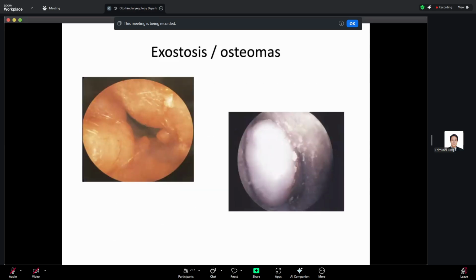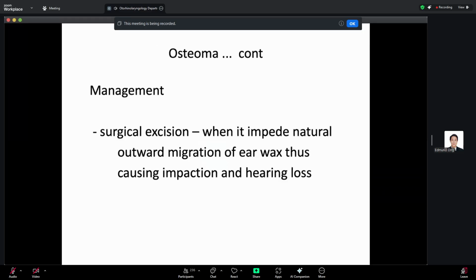Okay, so this is a very good picture. Exostosis, usually multiple. Osteoma, usually it occurs singly. With exostosis, it occurs bilaterally in both ears and is associated with cold water exposure. Okay, next slide. The management is surgical excision because it impedes the natural outward migration of earwax, thus causing impaction and hearing loss. So you need to remove that. Next slide.